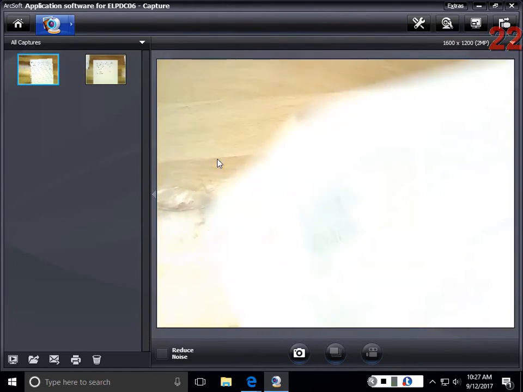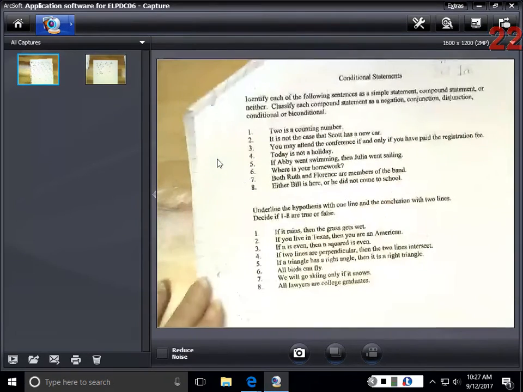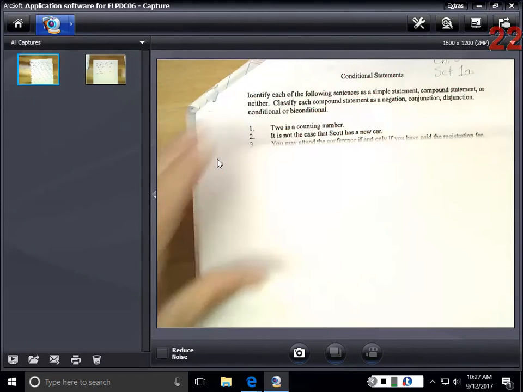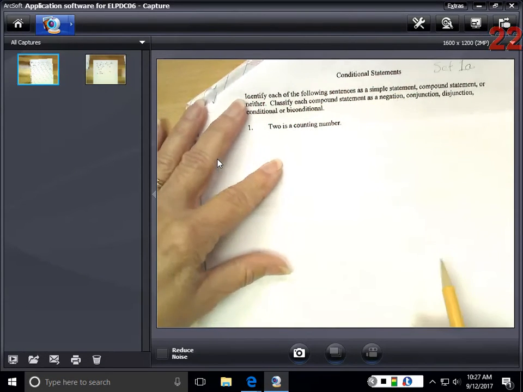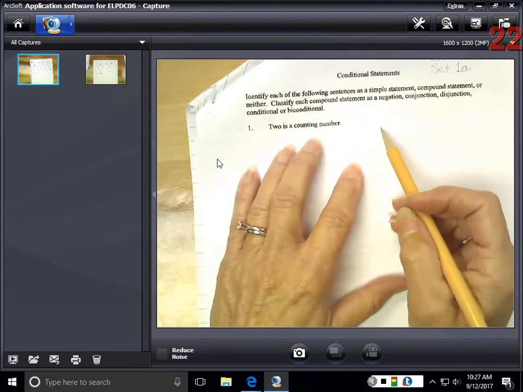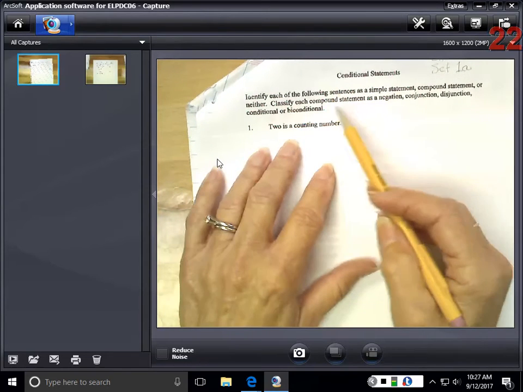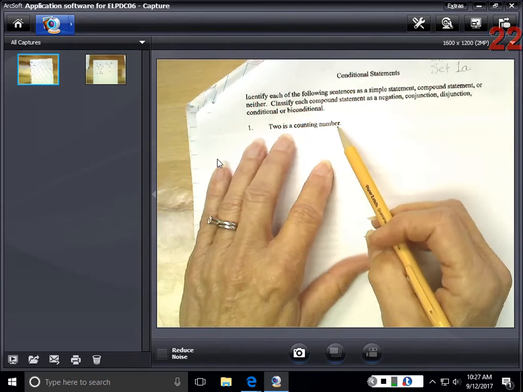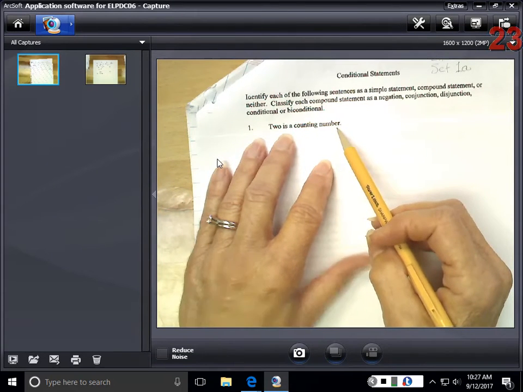On that first one, 2 is a counting number. What about that? Simple. So first thing you write is simple. Second, this says classify each compound statement. If it's simple, you don't have to do anything else on that one.